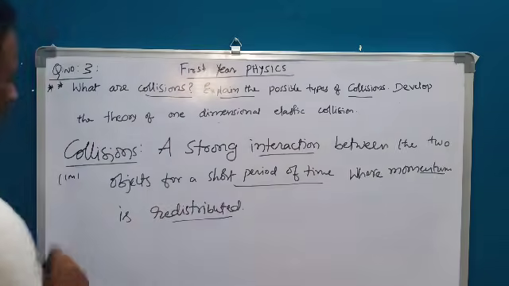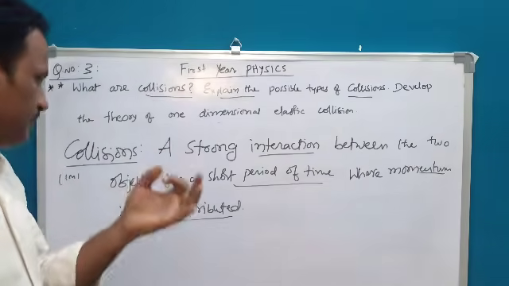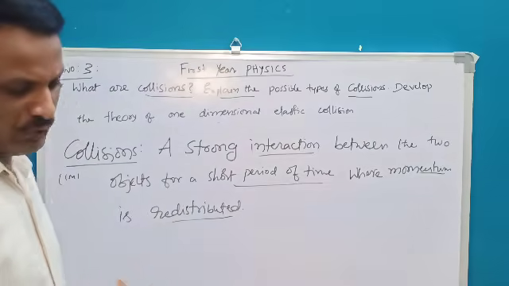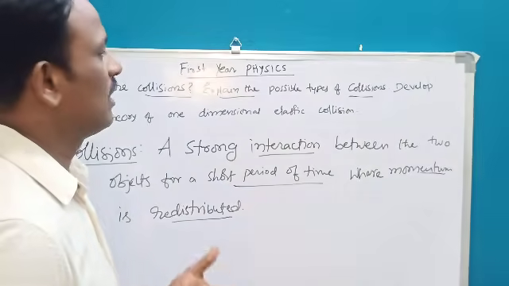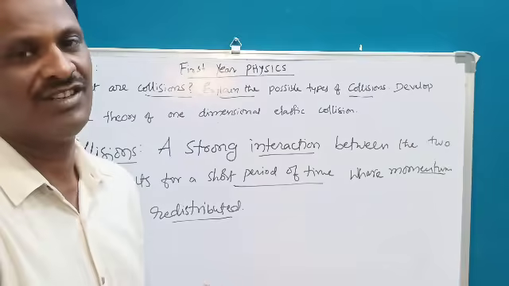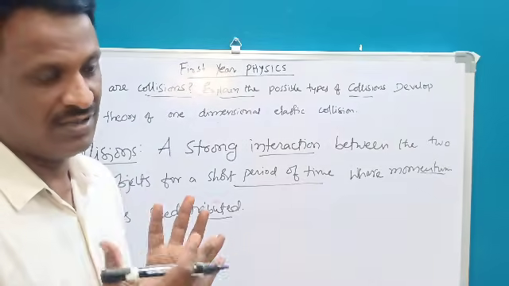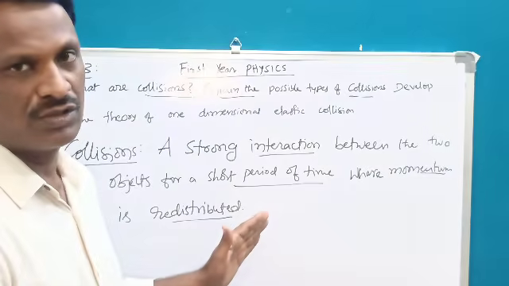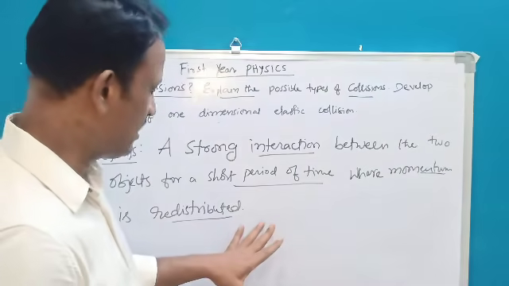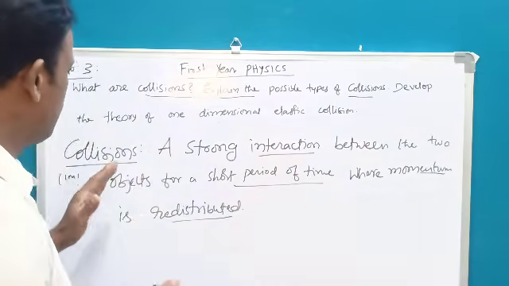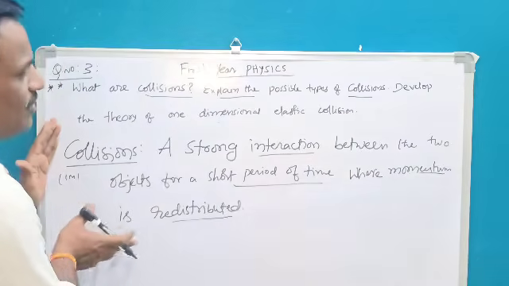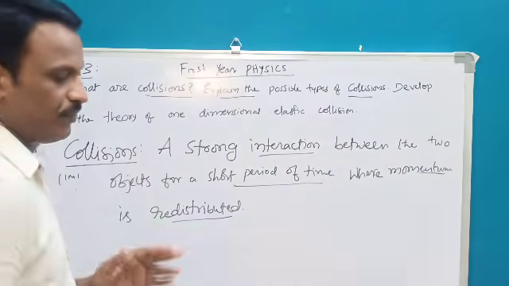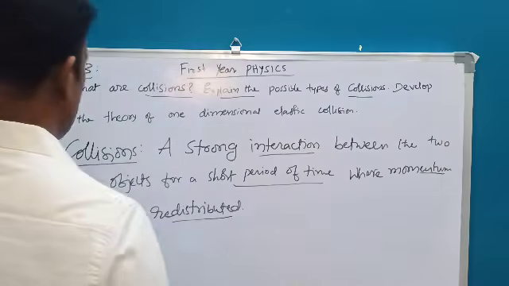How many marks you are going to get? 1 mark you are going to get. So this is what? Collision. Note it down. I am going to explain about conservation of momentum and conservation of energy for your understanding purpose. While writing the notes, for sake of examination, you have to keep in mind that you have to write only definition and then types and then developing theory. Right? Let us see how it goes.